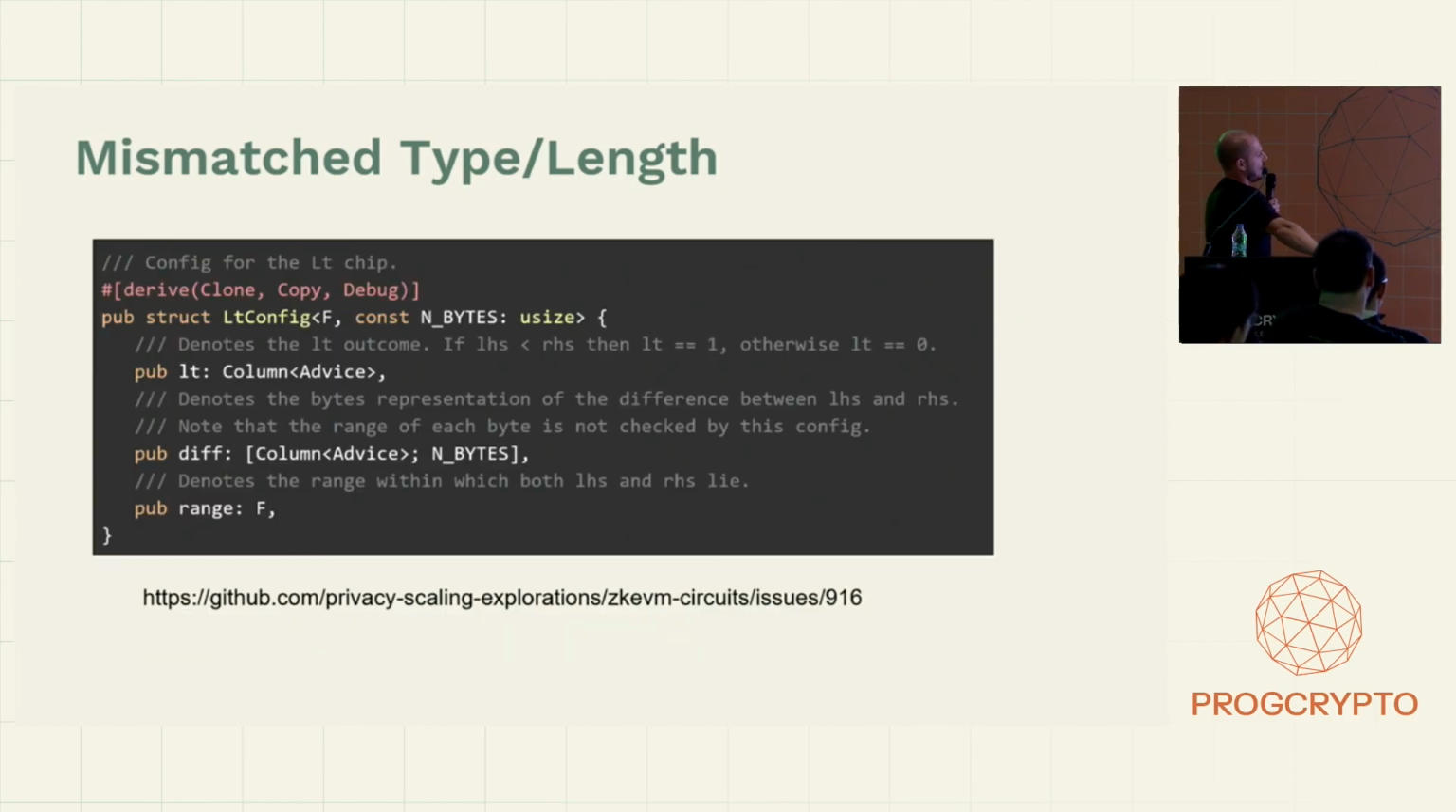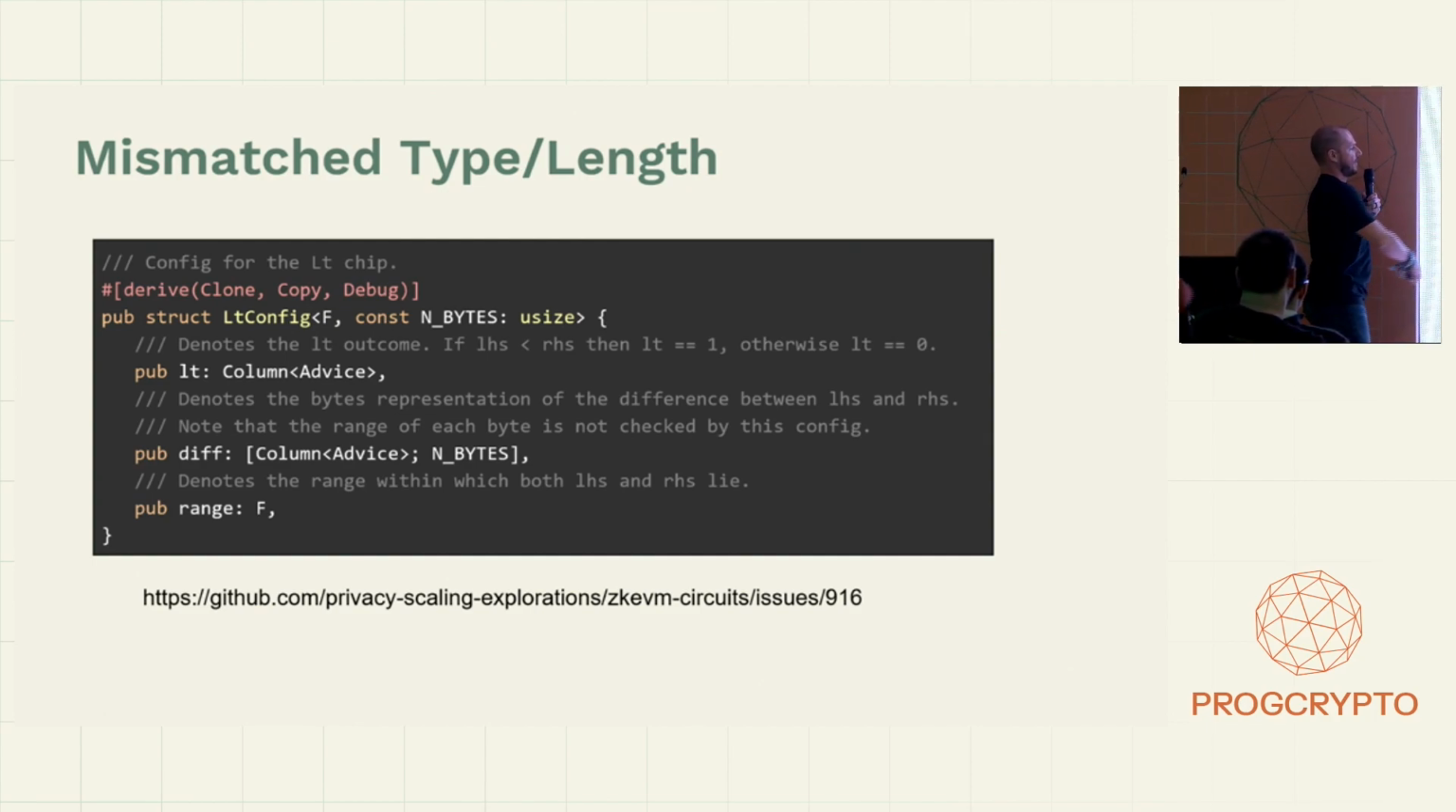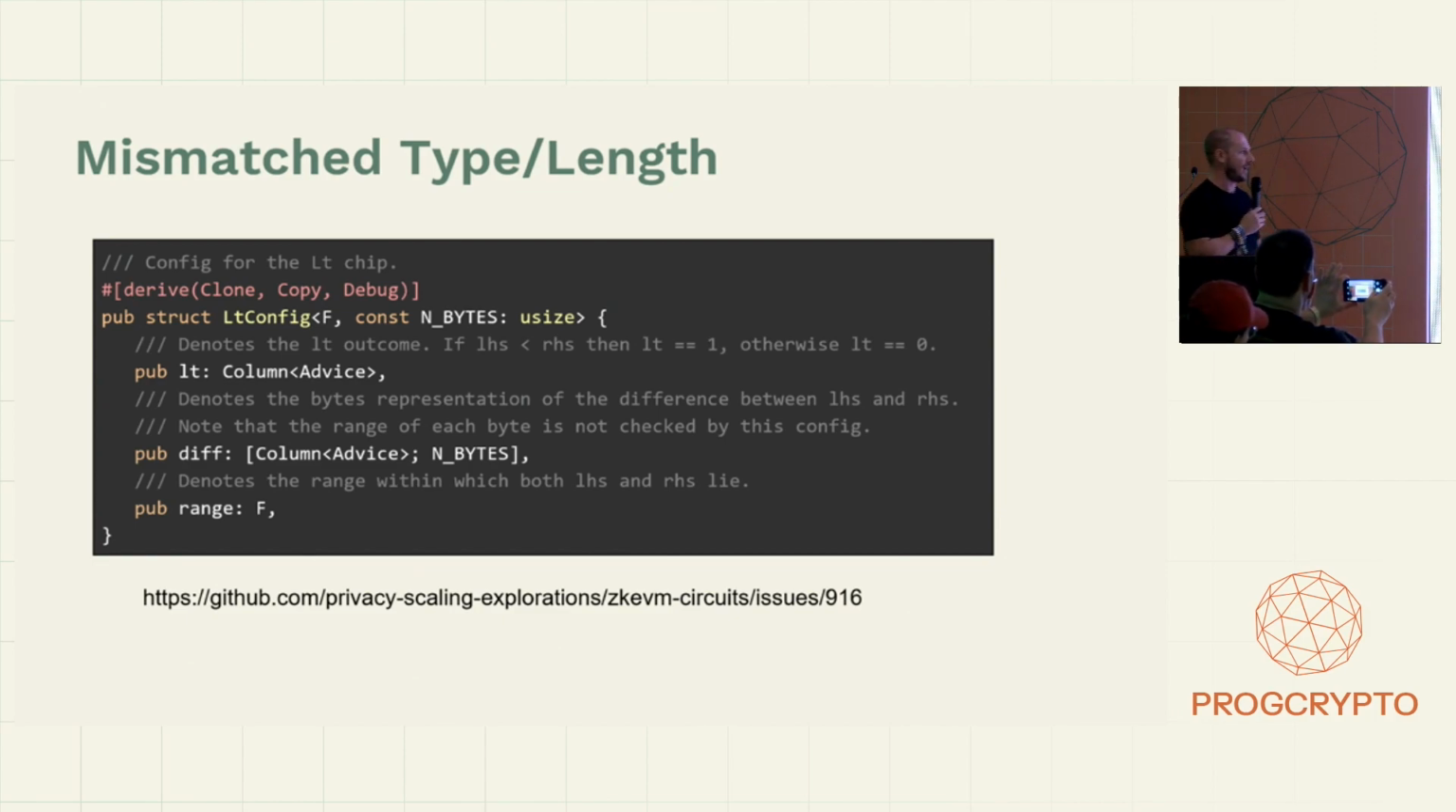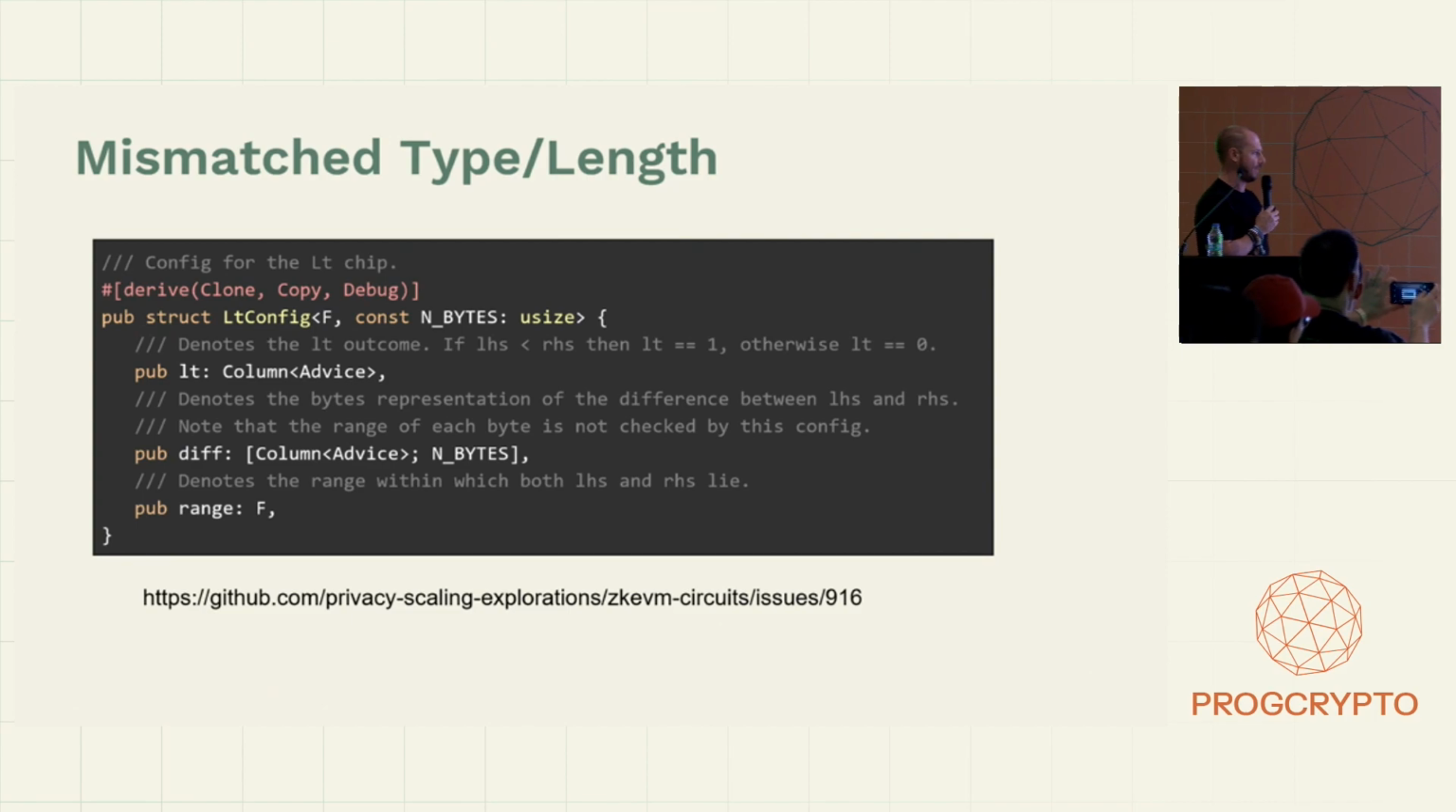Let's see. This is the kind of thing to note here. This is inside of the definition or the declaration of the particular LT chip right here. It says it denotes the bytes representation of the difference between LHS and RHS, so left-hand side, right-hand side. Note that the range of each byte is not checked by this config. It said it right here. The only place it was used was in another circuit where it was not constrained. It's saying we do not check that this is the correct type. And sure enough, somebody made a mistake.